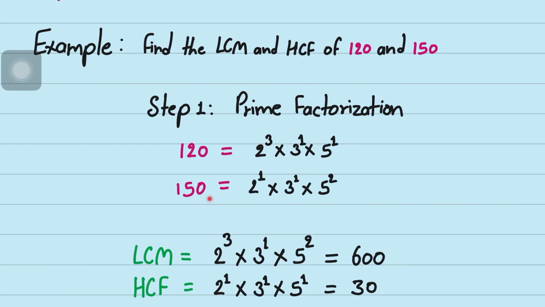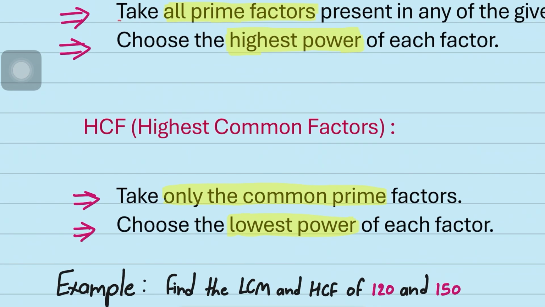We have to find the prime factorization of these two numbers, 120 and 150. Recently, we just found the prime factorization of these two numbers already. You can go back in the video and find out how we got it. Now, once we have the prime factorization of these numbers, the LCM, remember what the LCM says. LCM says take all the prime factors present in any number. So we have to take all the prime factors, but we have to choose the highest power of them.